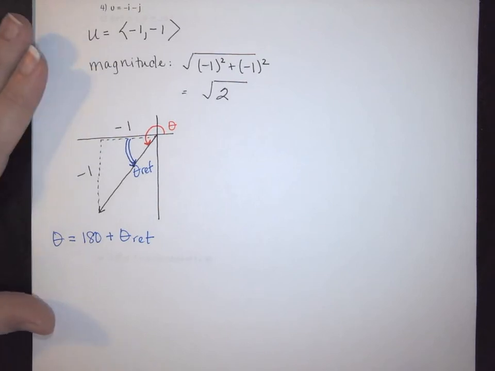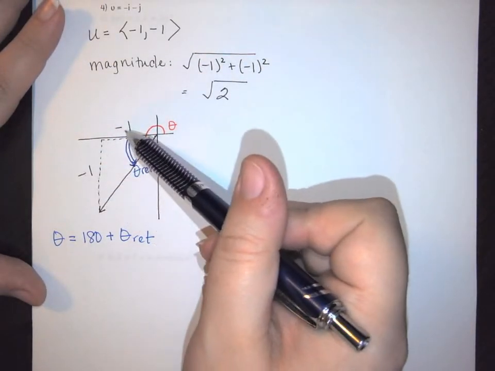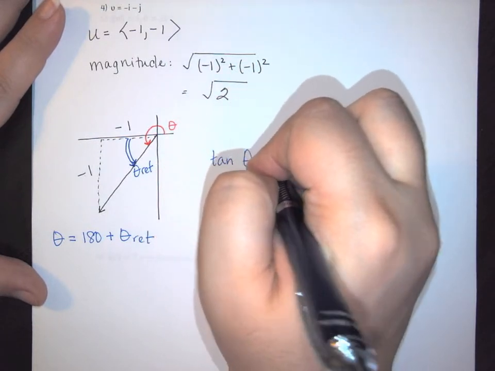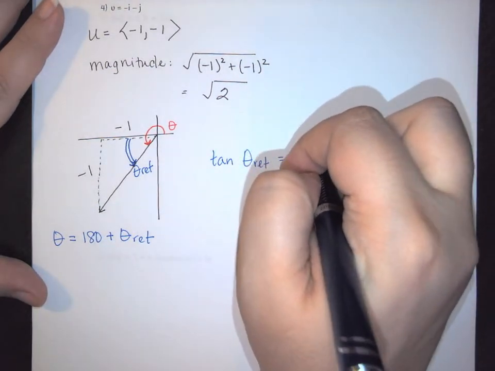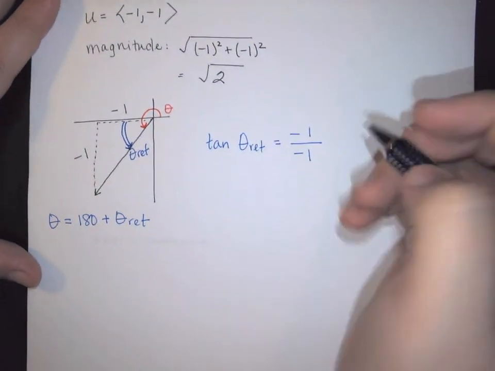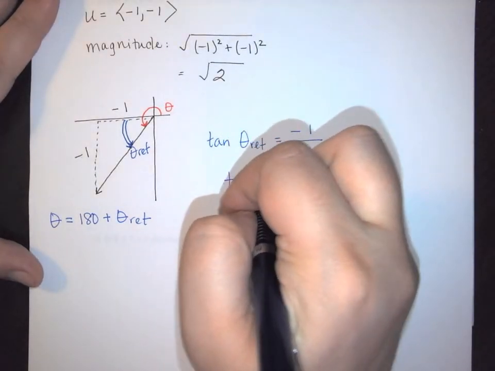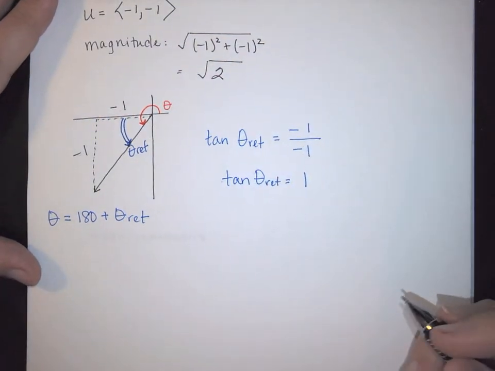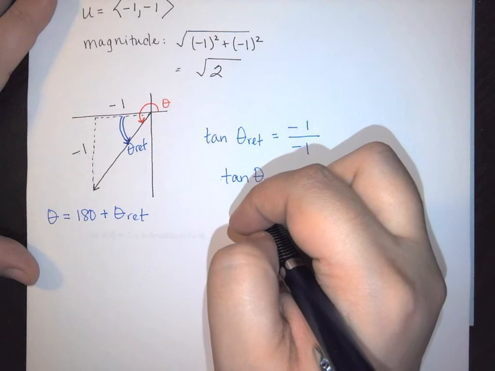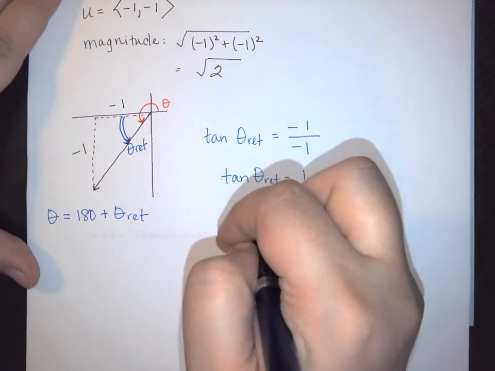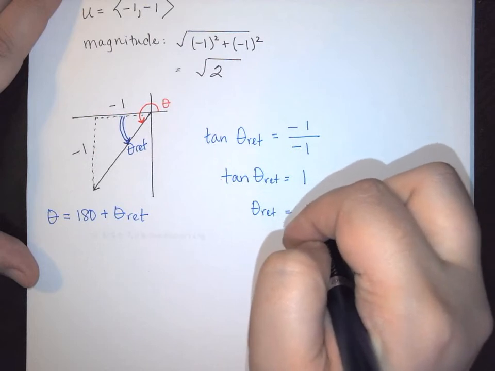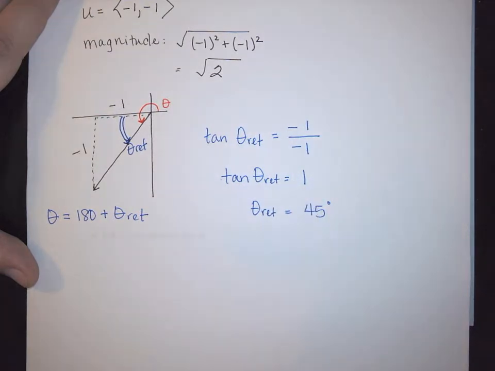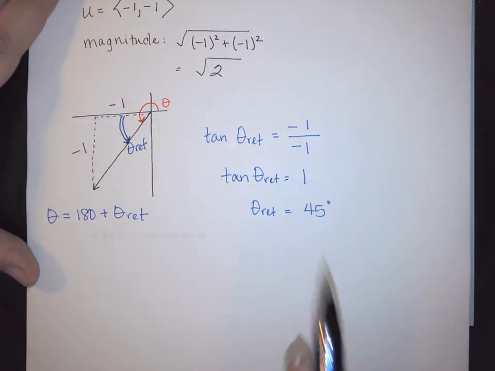So in order to find the reference, I have, again, opposite and adjacent. So the tangent of my reference angle is going to be negative 1 over negative 1. Okay? So that's really going to mean that the tangent of my reference is equal to 1. Well, we know that to be 45 degrees. So my angle of reference is going to be 45 degrees. But we could go ahead and, just like before, use your calculator to find that angle. So we know it to be 45 degrees.